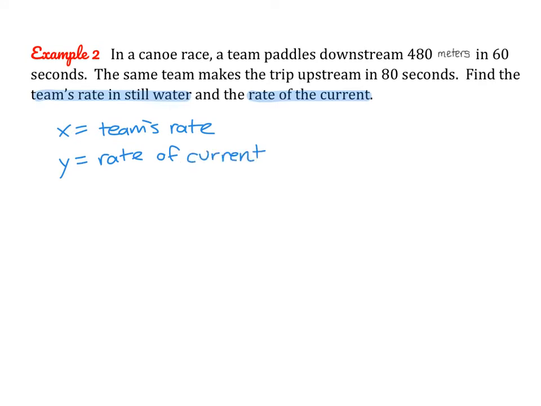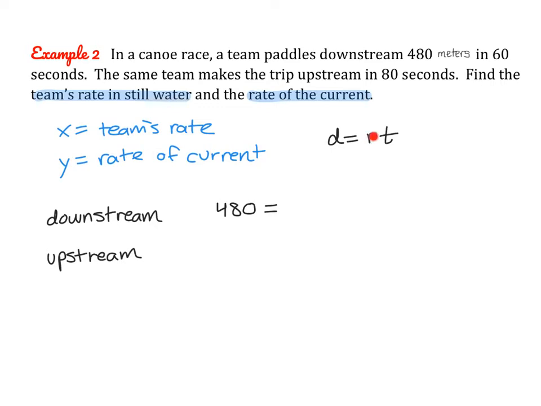So here we can solve this problem by setting up a basic distance equals rate times time equation. So we're going to actually need to set up two different equations. We need to set up an equation that describes when the team is paddling downstream. So they're paddling with the current, so they're going faster, and an equation for when they are traveling upstream. So when they're traveling downstream, it says that they are traveling 480 meters. So that's the distance. 480 equals.